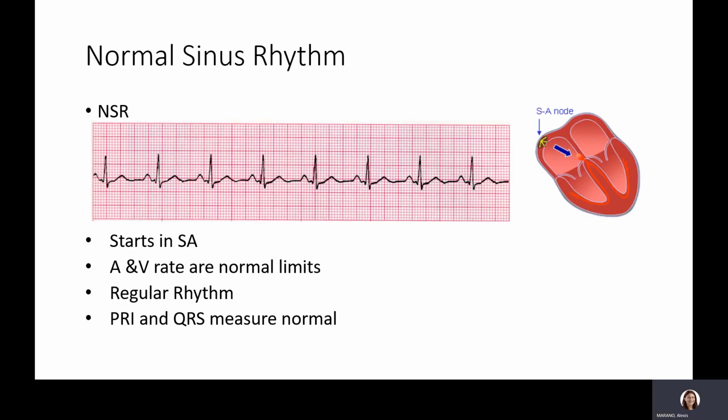So our normal sinus rhythm, this is what we want all of our patients to be, but very few of them are because they're in the hospital and they're sick. So again, the electricity starts in the SA node. The AV, the atrial and ventricular rate are within normal limits. Your PRI and your QRS should measure normal, and your rates should be somewhere between 60 and 100.